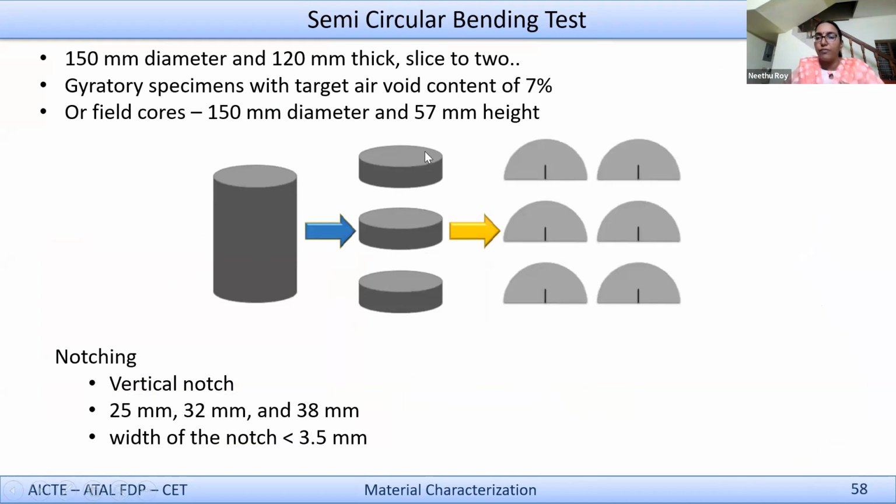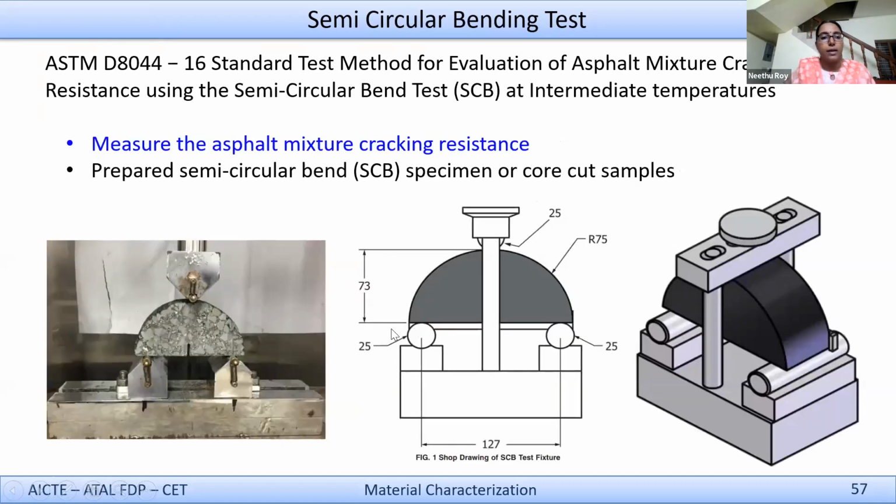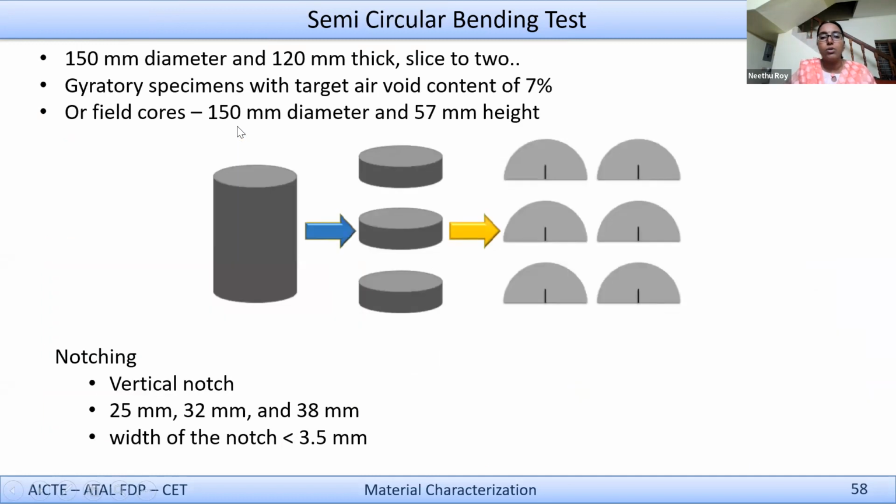Essentially, you can cast a larger specimen and slice it into thin specimens like this, of 57 mm height and 150 mm diameter. The code is ASTM D8044-16, and the code suggests that you can have notch heights of 25, 32, 38 mm and so on. This notch height has an influence on the fatigue or the fracture behavior.